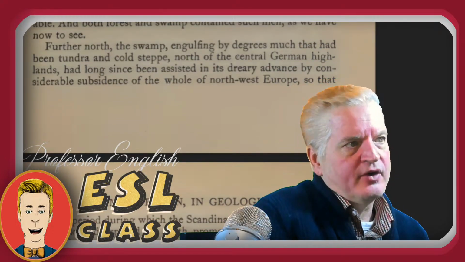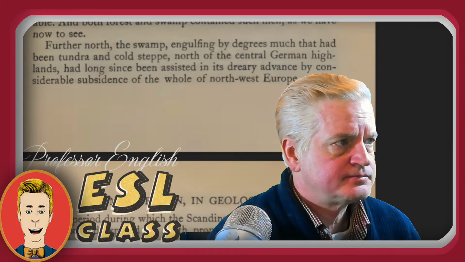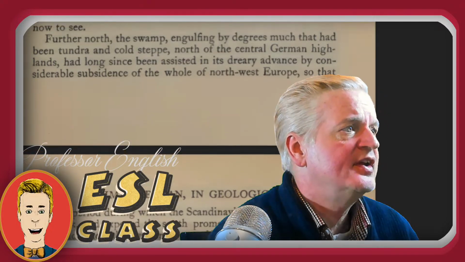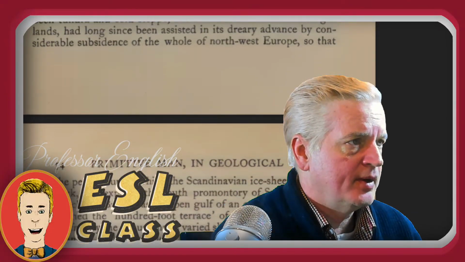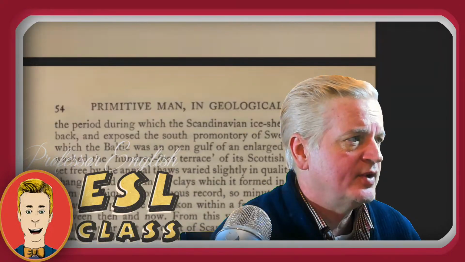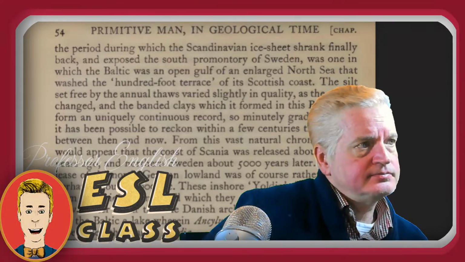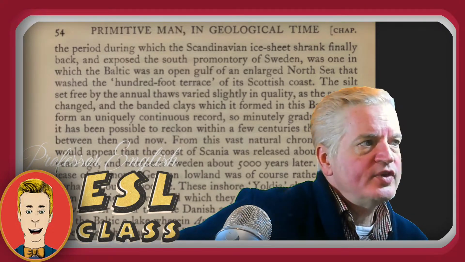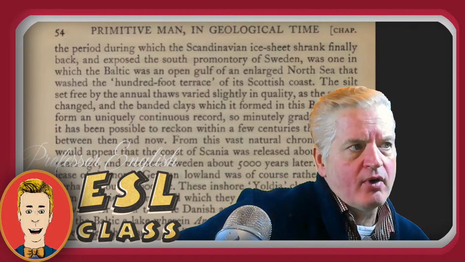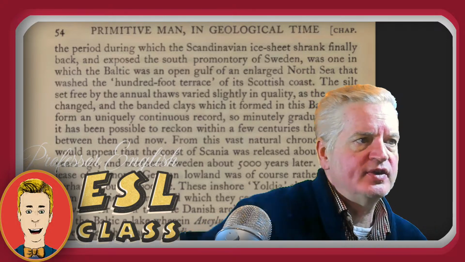Further north, the swamp engulfing by degrees much that had been tundra and cold steppe north of the central German highlands, had long since been assisted in its dreary advance by considerable subsidence of the whole north of West Europe, so that the period during which the Scandinavian ice sheet shrank finally back and exposed the south promontory of Sweden was now in which the Baltic was an open gulf of an enlarged North Sea that washed the 100-foot terrace of its Scottish coast.